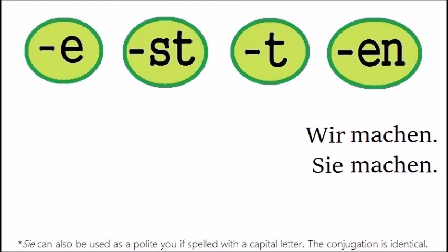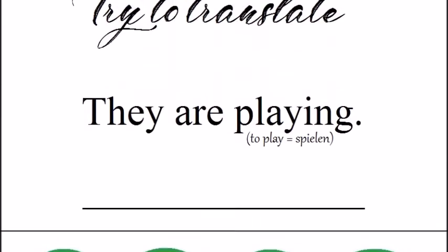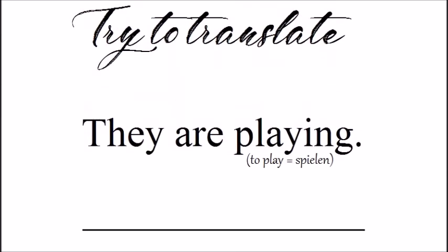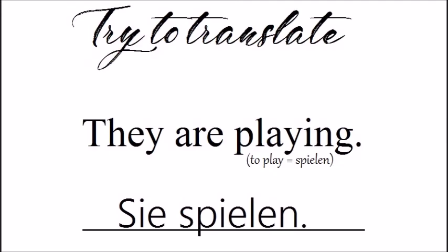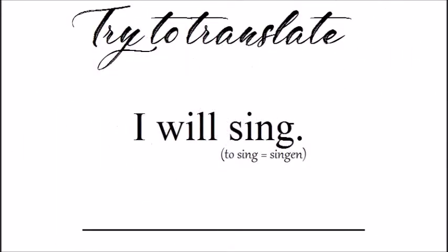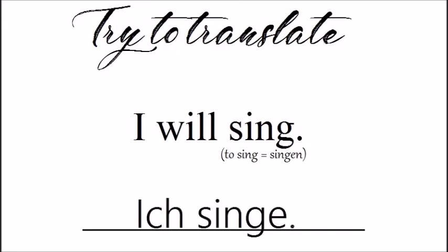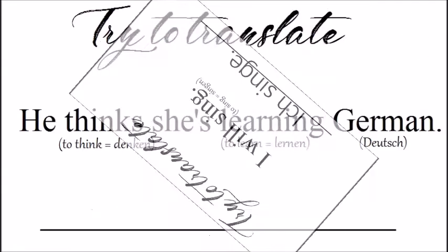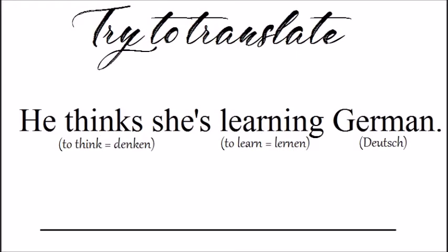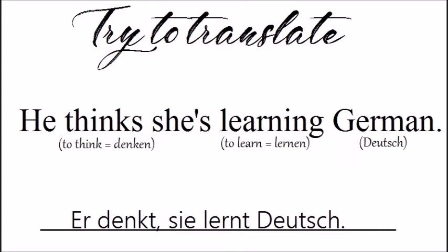So let's try to translate some easy sentences. Pause the video and try to translate this into German. They are playing. The right translation is Sie spielen. I will sing. The answer is Ich singe. He thinks she's learning German. Er denkt, sie lernt Deutsch.